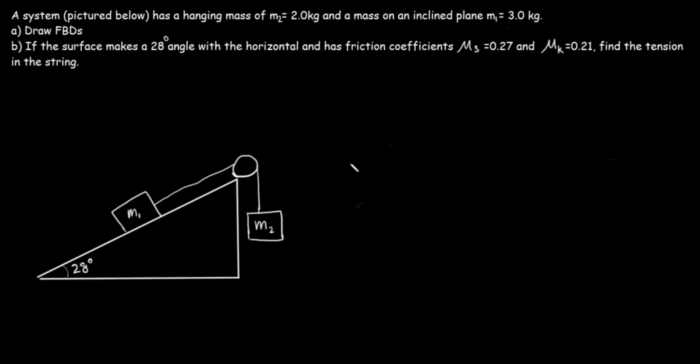So let's start with Part A, which is to draw free body diagrams. In this system, there's two masses, so that means we can draw two free body diagrams. So let's start with mass 1. The first thing you want to do is draw the mass and write out what the mass is inside the box. So in the question, we see that for mass 1, it's equal to 3.0 kilograms, so we can write that inside the box.